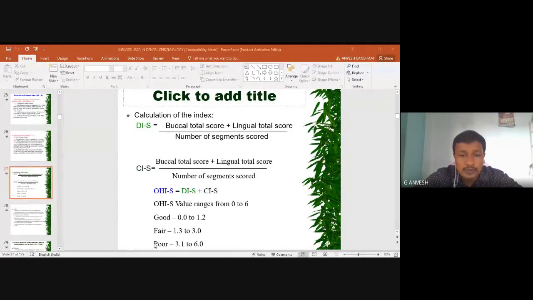The final interpretation is good, fair, poor. If the total score is from 0.0 to 1.2, the patient's oral hygiene is in good condition. If the total score is from 1.3 to 3, the condition is fair. And the last one is from 3.1 to 6, which is poor condition. Likewise, we interpret the patient's oral hygiene status. So this is about the oral hygiene index and the oral hygiene index simplified. These indices are used to assess the oral hygiene status of an individual and in community research programs.